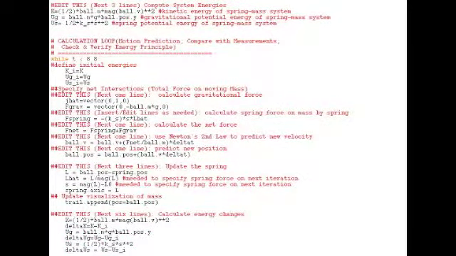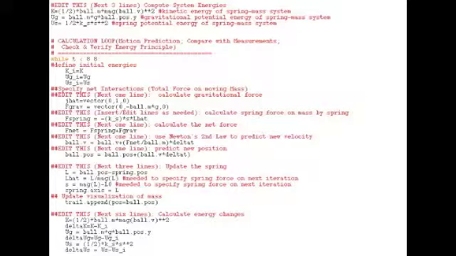The three types of energy located in this system are the potential energy of the spring, the potential energy of gravity, and the kinetic energy. Gravitational potential is mgh, while spring potential is 1/2 kx squared, and kinetic energy is 1/2 mv squared.